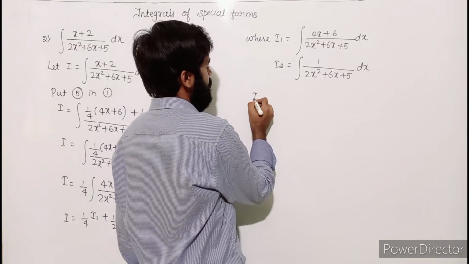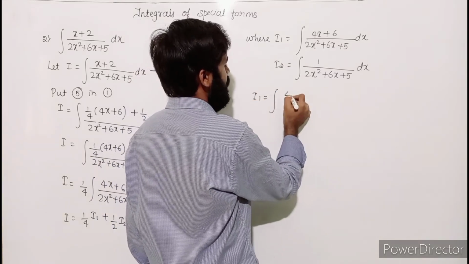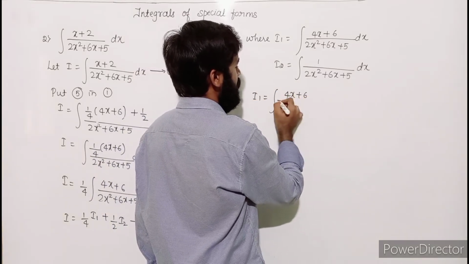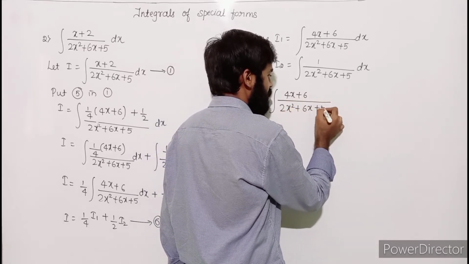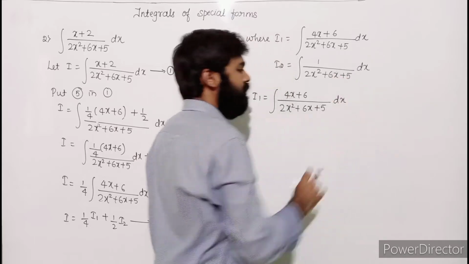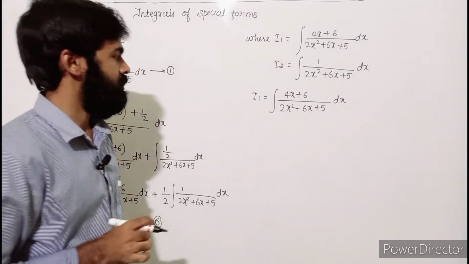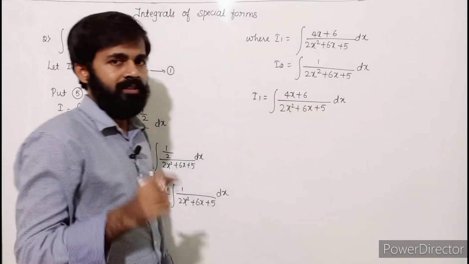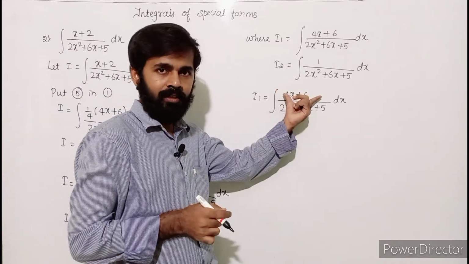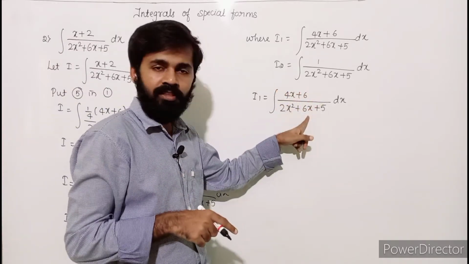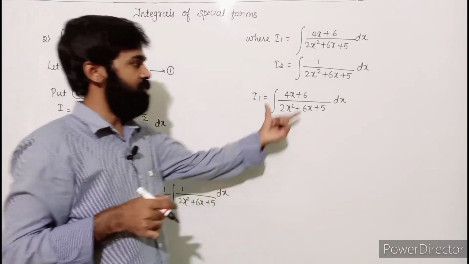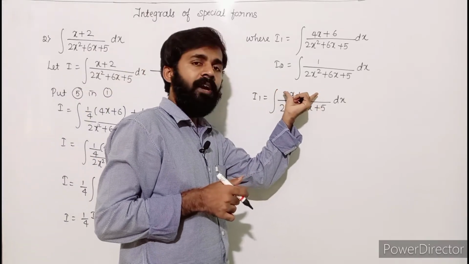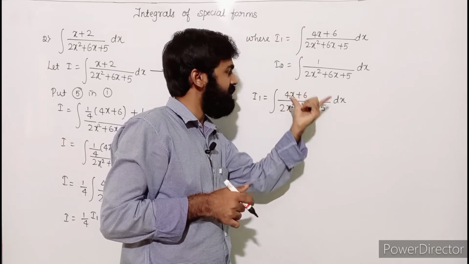Right, what is I1? I1 is given by the integration of (4x plus 6) divided by (2x square plus 6x plus 5). Right, so here I will use the substitution method. So what will I substitute? See here, 4x plus 6, is it not the differentiation of this? Because we have expressed that a into d by dx of the denominator is nothing but this term.